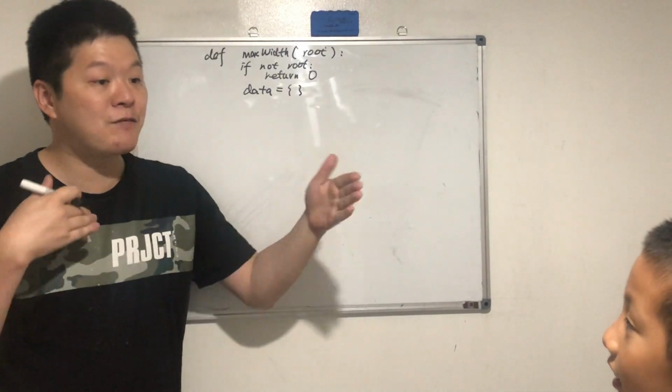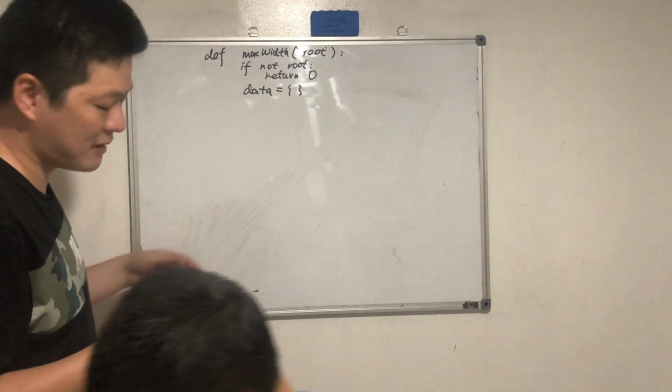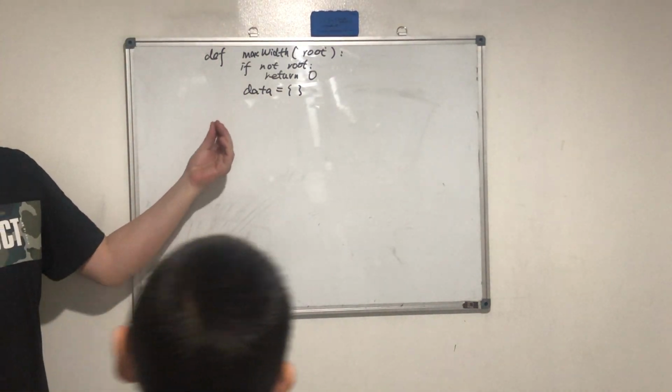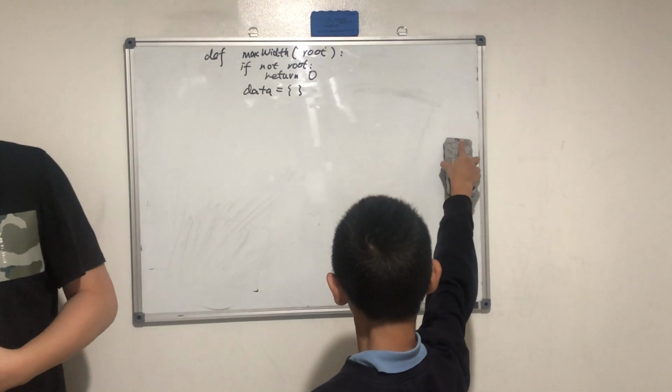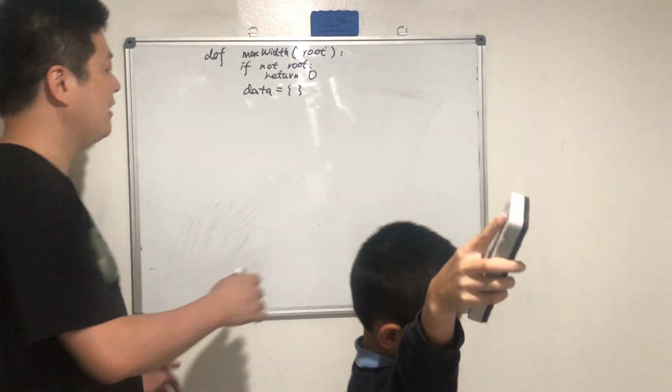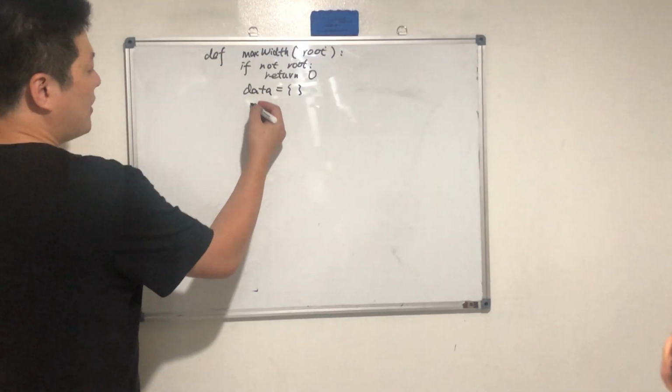What's a dictionary? Key-value pairs. Like data Eric equals 8, data Ryan equals 7. We talked about this before.